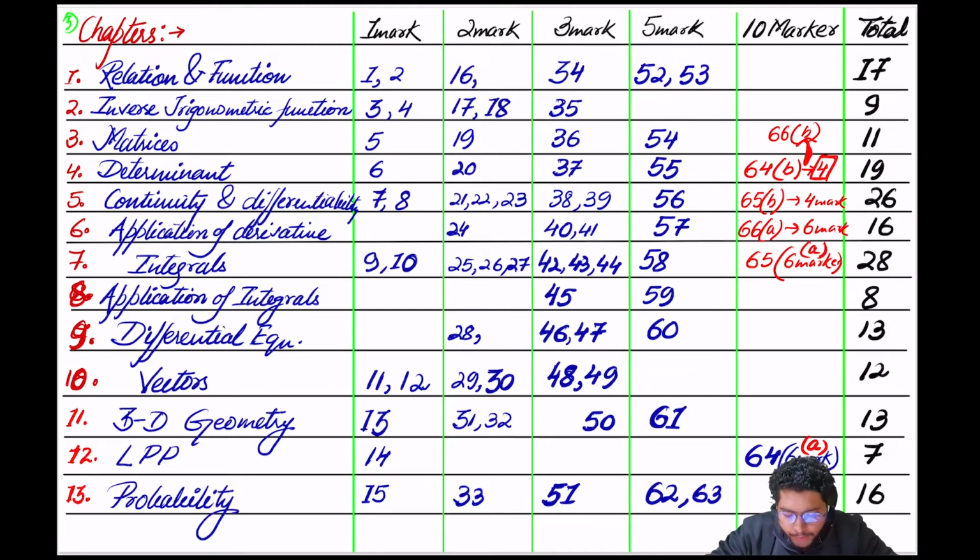Application of derivatives: 1-2 marker, 3-2 markers, and 1-5 marker, and 1 question of 6 markers. Okay. Integrals: 2-1 marker, 3-2 marker, 3-3 markers, 1-5 marker, 1-6 marker. So the highest weightage is this chapter. Two chapters have very high weightage: integrals, and continuity and differentiability.